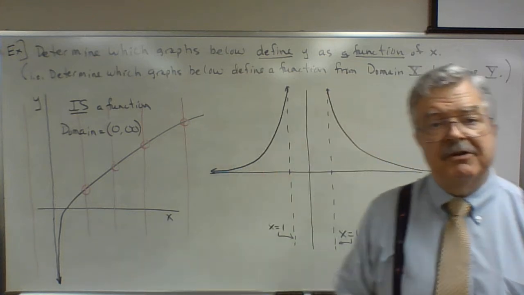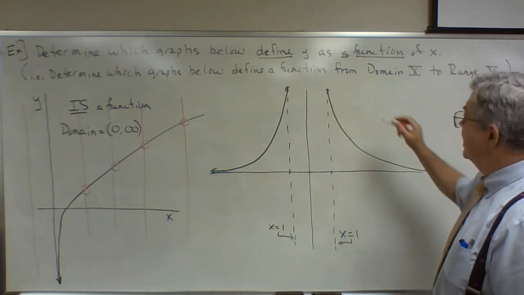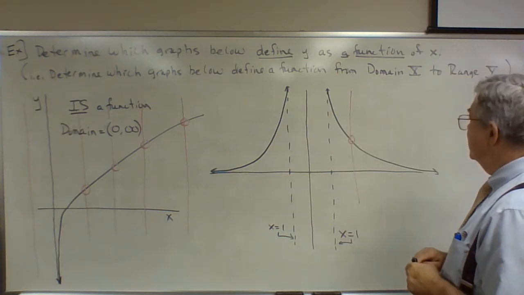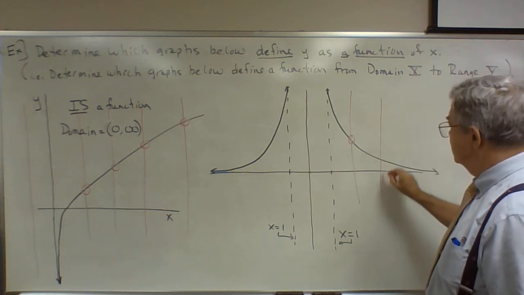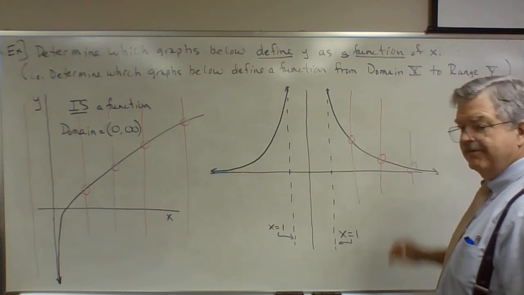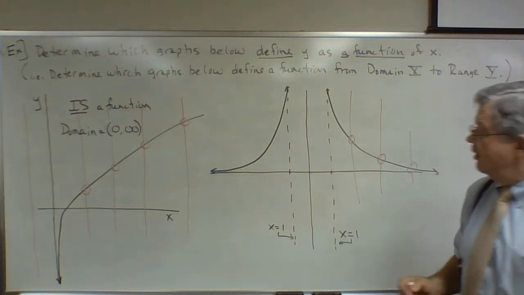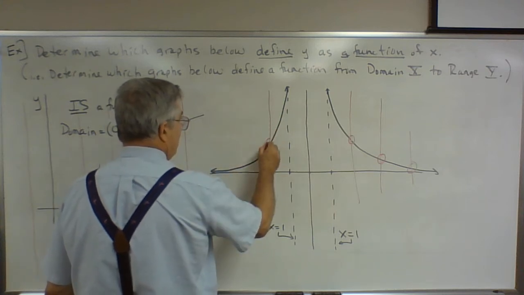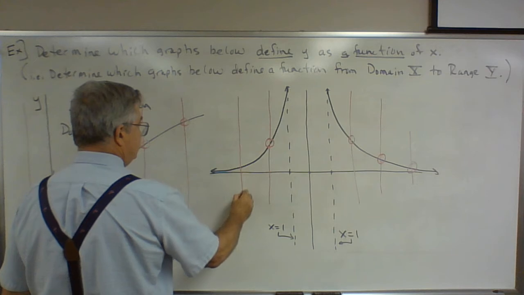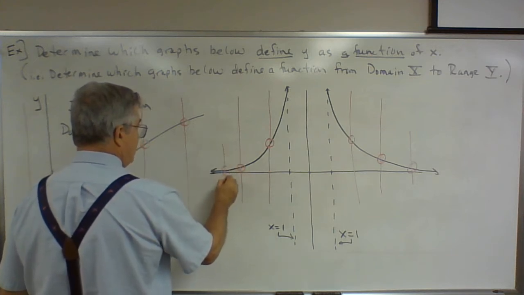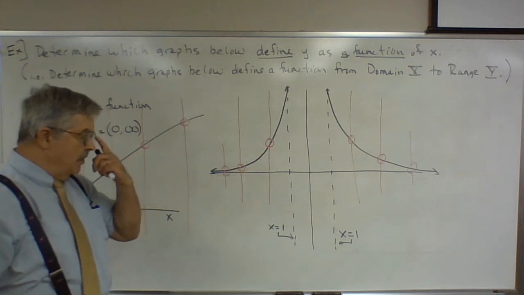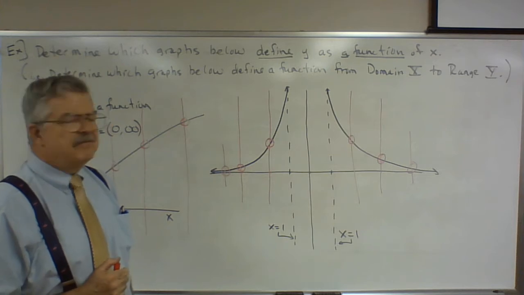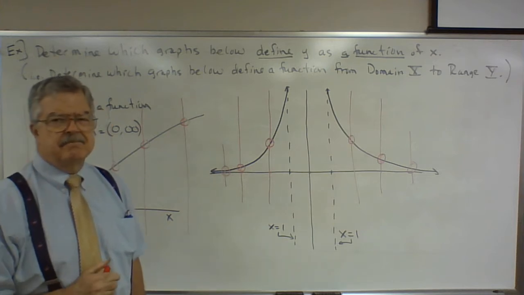Now we have a similar situation over here. I draw my vertical lines, one point of intersection. I draw another vertical line, one point of intersection. And over here, I draw a vertical line, one point of intersection, another vertical line, one point of intersection. All of the vertical lines that I've drawn intersect the graph of that function at exactly one point.